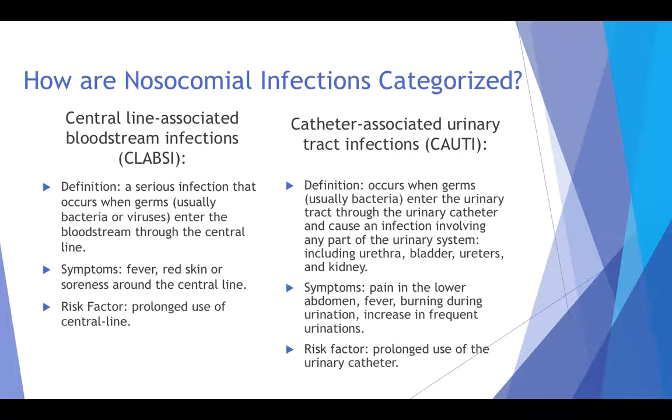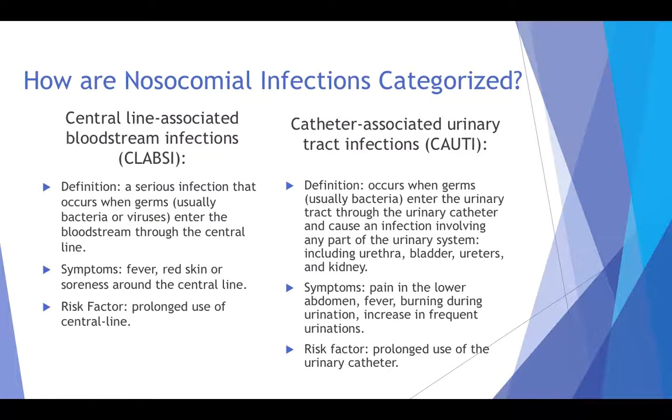Now, how are nosocomial infections categorized? As I mentioned before, they're categorized according to their site of infection. So we have the four main categories, and we're going to start with central line associated bloodstream infections, or CLABSI for short. These are a serious infection that occurs when germs enter the bloodstream through the central line. So what is a central line?